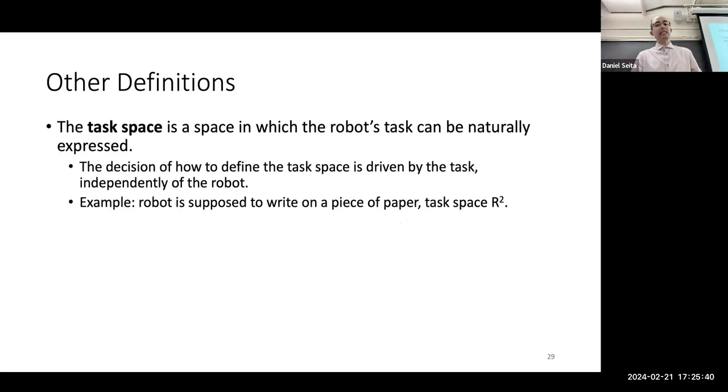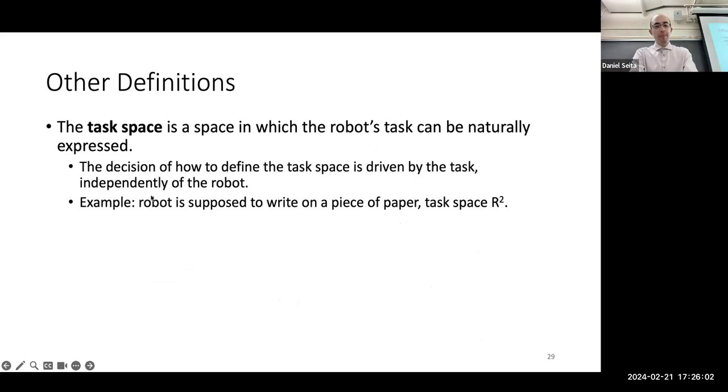All right, so some other definitions to be aware of, and some of you brought this up earlier. We have the task space. That is a space in which the robot's task can be naturally expressed, right? It's a very broad term, and it's subject to your own interpretation. So you can argue there are different task spaces for the same thing, and you might be right.